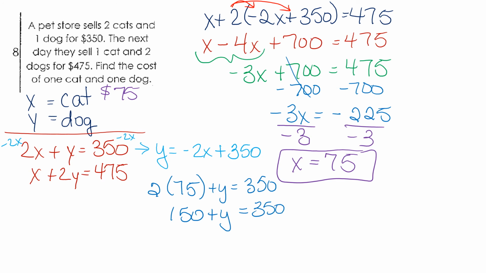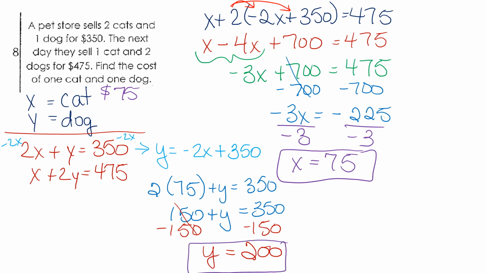To isolate that variable, we subtract 150 on both sides of the equal sign. And y is going to give me 200. So that lets me know that the cost of the dog is going to be $200. If you were asked to write these in an ordered pair, you would do the x first, so that'd be a 75, and the y would be 200. Remember, you can check your answers by substituting both of them into either of the equations and see if they check.